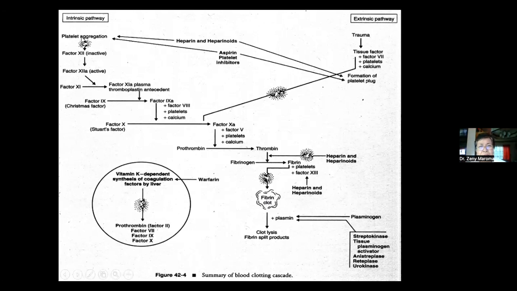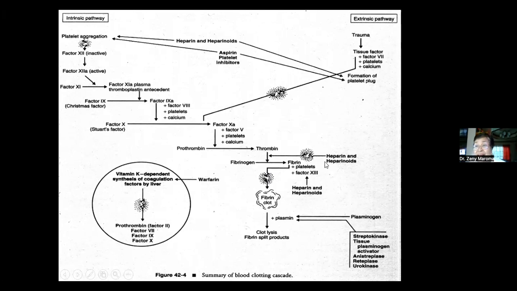Yung ating antiplatelet aggregation, ayun, no? Aspirin, platelets, antiplatelet aggregation, take effect dito to prevent platelet aggregation, blood thinning. How about heparin? Heparin take effect here. Heparin prevents or inhibits conversion of fibrinogen to fibrin by enzyme thrombin. Yun ang heparin and heparinoids.